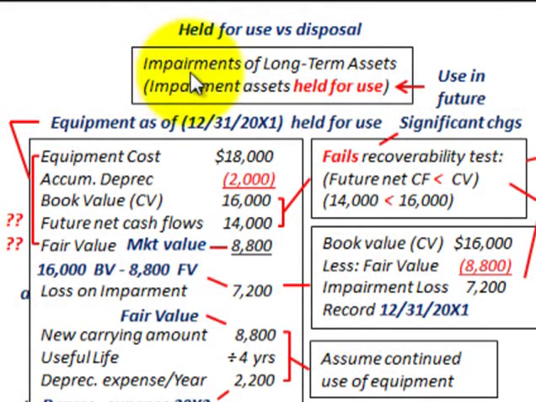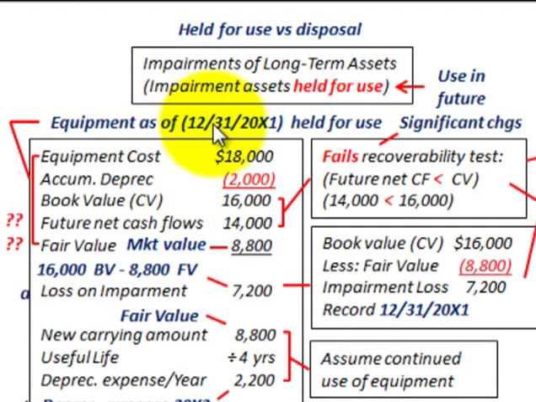What we're going to be looking at here is impairment of long-term assets. An asset, you can either hold it for use in the future or you can intend on disposing of it. But for our example here, we're going to be looking at an impairment of assets that are going to be held for use in the future. And we're going to just go through a simple example.